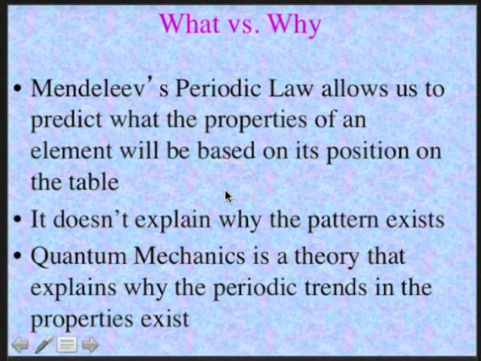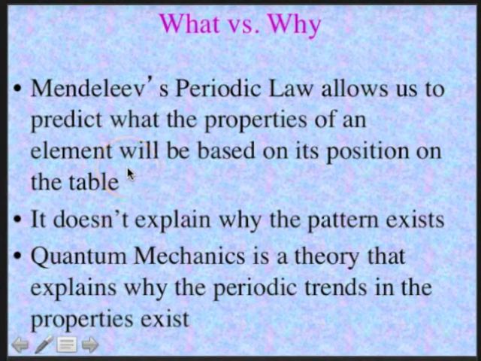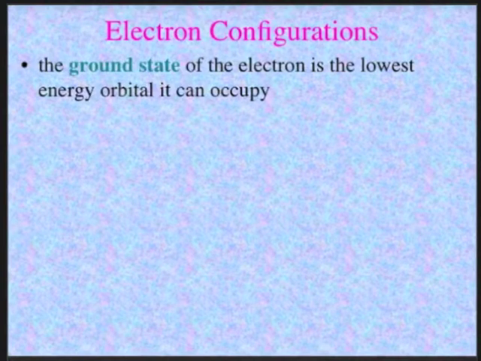Now, Mendeleev's periodic law allows us to predict what the properties of an element will be based on its position in the table. But it does not explain why the pattern exists. And quantum mechanics does. It's a theory that explains why the periodic trends in the properties of elements exist. So now we're ready to talk about electron configurations.